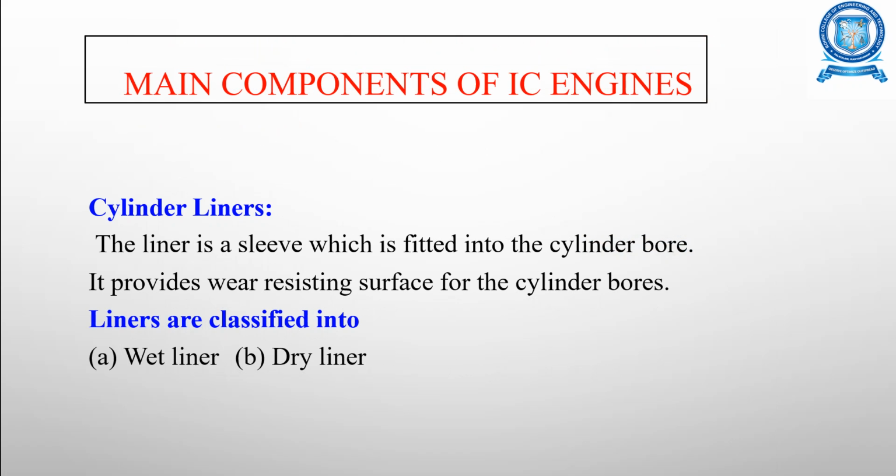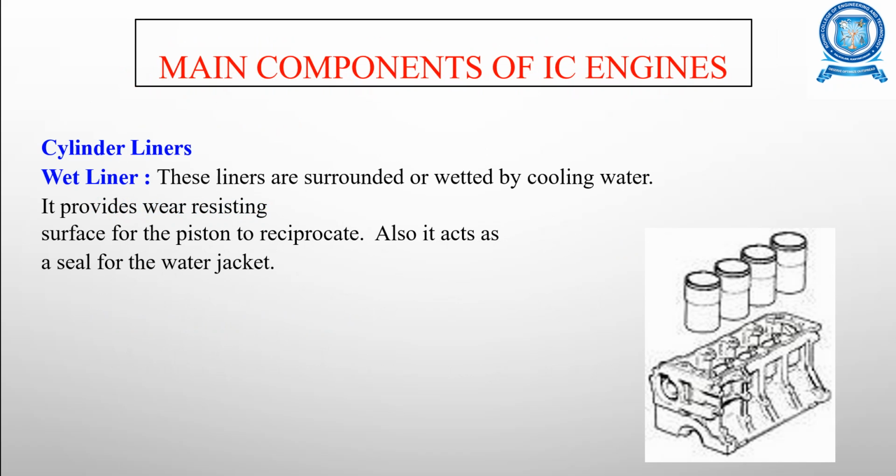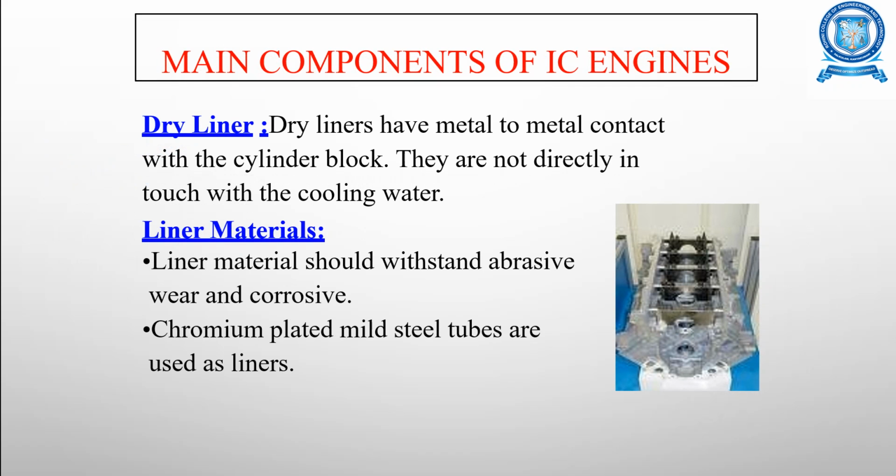So cylinder liners. The liner is a sleeve. Cylinder liners are sleeves fitted into the cylinder bore, which provide a wear resistant surface for the cylinder bore. You normally have two types of liners, wet liners and dry liners. This is the wet liner, and these liners are surrounded or wetted by cooling water, and so it is called a wet liner. It provides wear resisting surfaces for the piston to reciprocate inside, and it also acts as a seal for the water jacket.